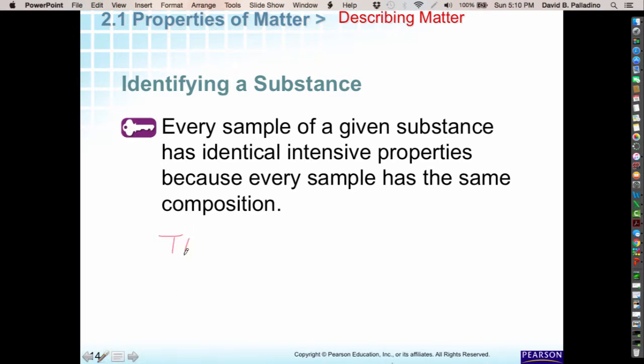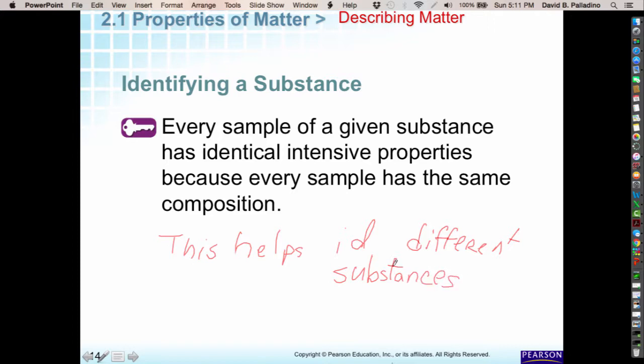This helps us identify different substances. And when we talked about different chemists before, we talked about analytical chemists. Well, that's what analytical chemists do. They find out some of the intensive properties, like density, and they're able to identify one substance from another substance. So this is a very important part of chemistry.